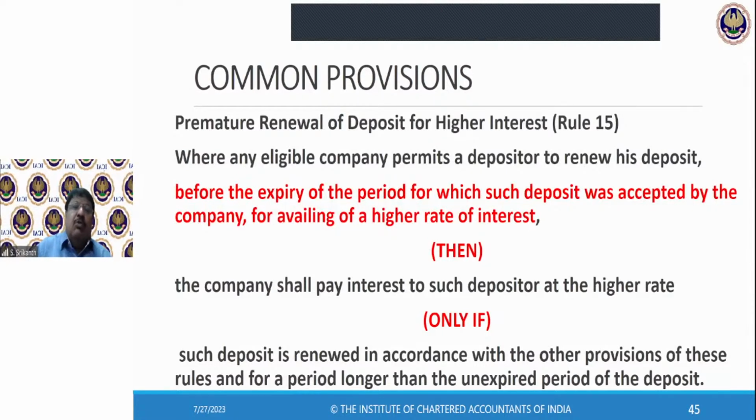Whatever. Because usually, no company will give you a 9-month deposit. Maximum they have 6 months, 1 year, 2 years, 3 years, 4, 5. It can be more than 36 months now. So 3 years, maximum 3 years. That's all. At the end of 3 years, you will have to renew it.